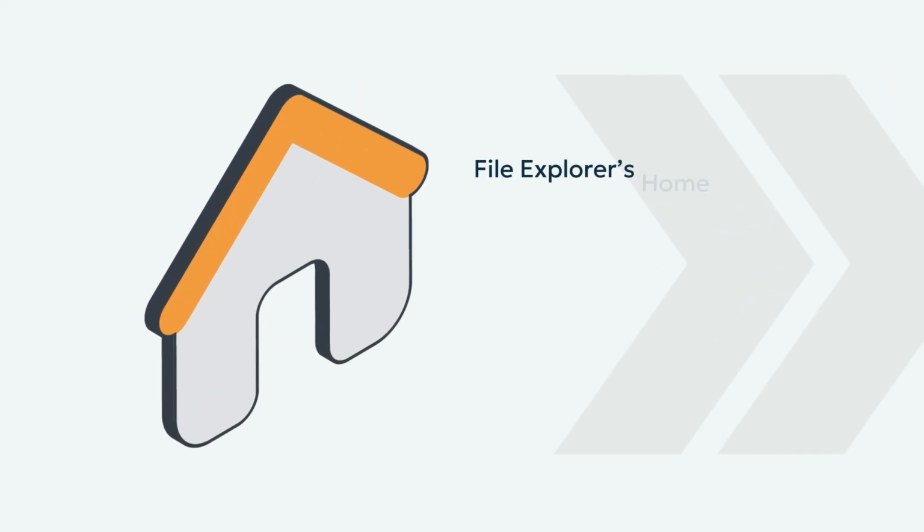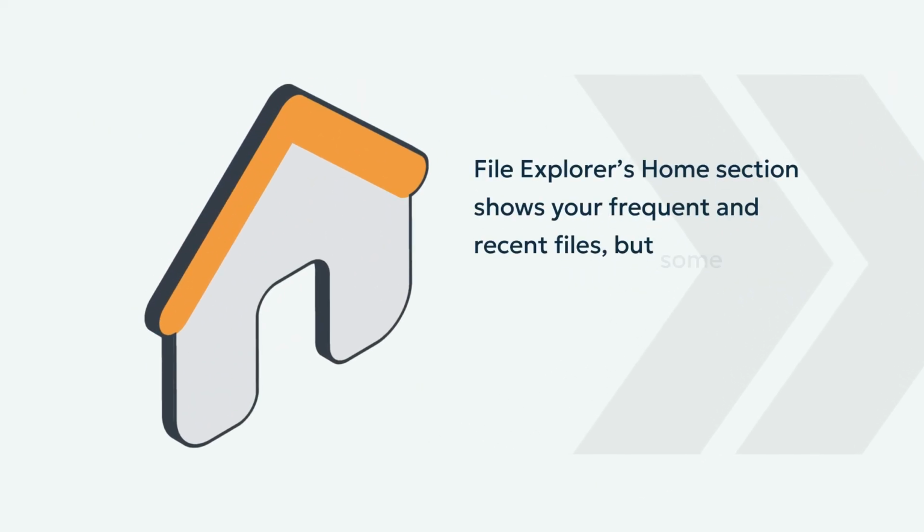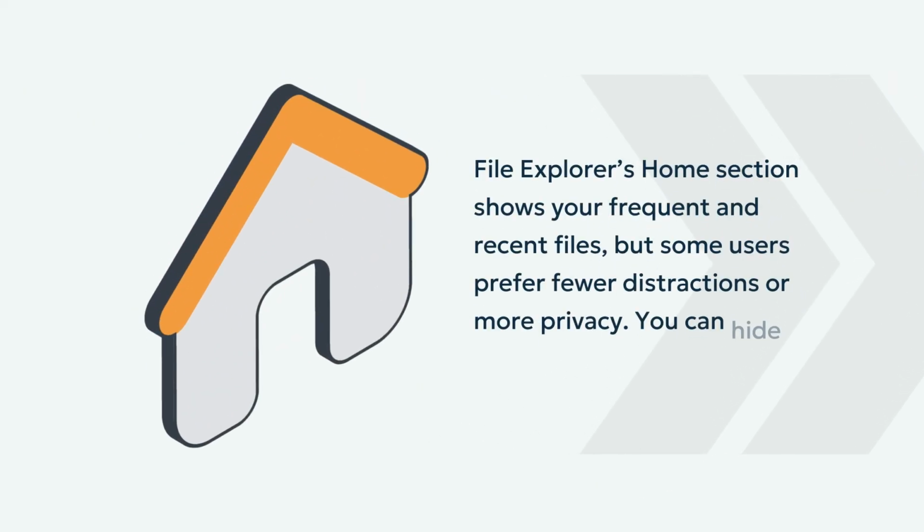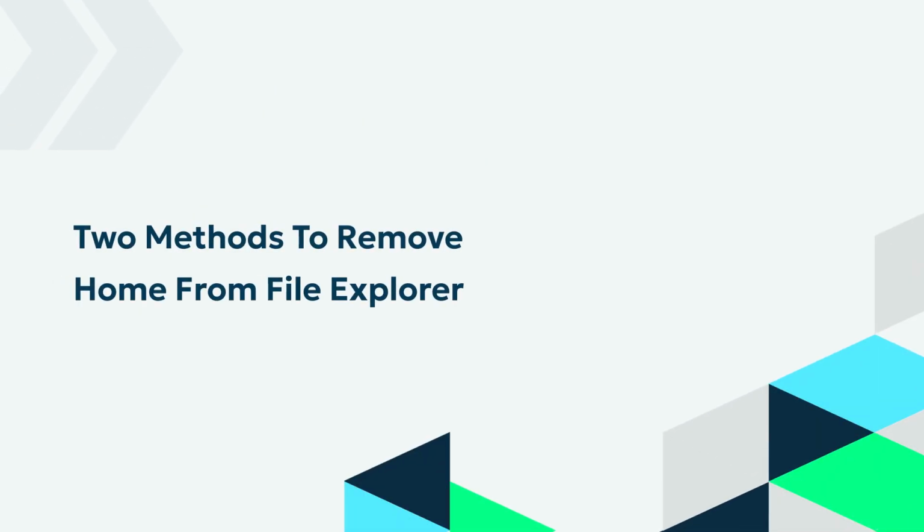Why remove Home from File Explorer? In File Explorer, the Home section is where you go to quickly access your frequently used or recently opened files. However, some users may prefer fewer distractions or improved privacy, and there are two ways to hide this section. Two methods to remove Home from File Explorer.